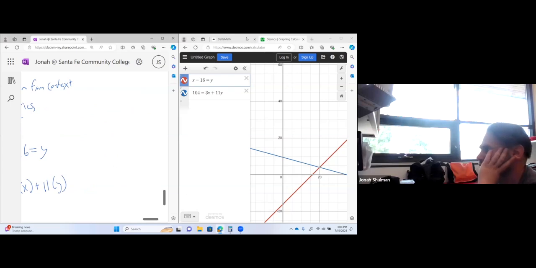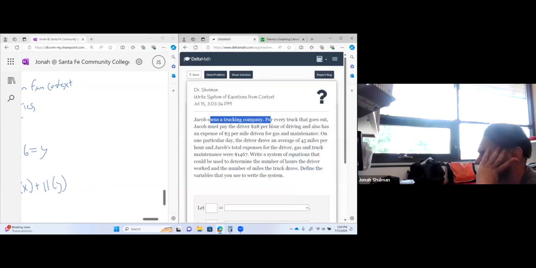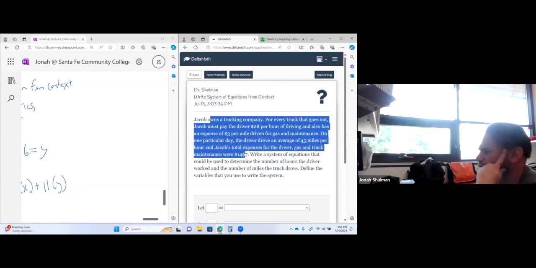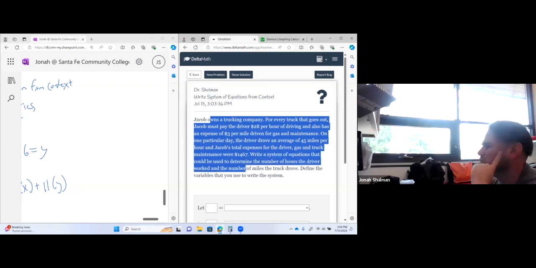We all make mistakes. Jacob owns a trucking company. For every truck he sends out, he must pay the driver $28 per hour and also has $3 per mile for gas and maintenance. For one day, the driver averaged 45 miles per hour and the total expenses were $1467. Write a system that could be used to determine the number of hours the driver worked and the number of miles the truck drove.